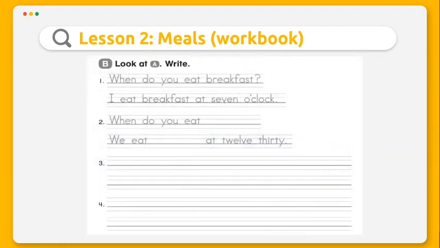In the letter B, according to the exercise A, you have to check each picture in order to answer this. For example, in the number 1, when do you eat breakfast? I eat breakfast at 7 o'clock. Then in the number 2, when do you eat? What is the kind of meal that is eaten at the time? And then we eat what at 12:30? What do you think that is the correct meal?